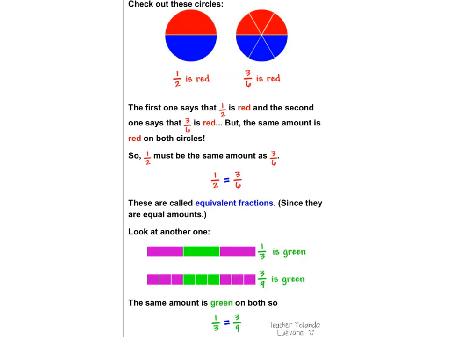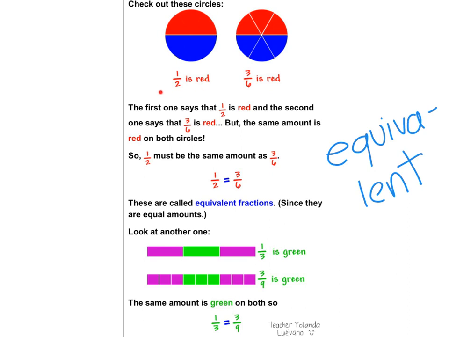Now let's check some more fractions. What are these type of fractions called? These are called equivalent. You have seen them in your Spanish class. Equivalent fractions. Let's check out these circles. Look at it. 1/2 of it is red. That means that we decided to divide this circle in two. So 1/2 of it is red.